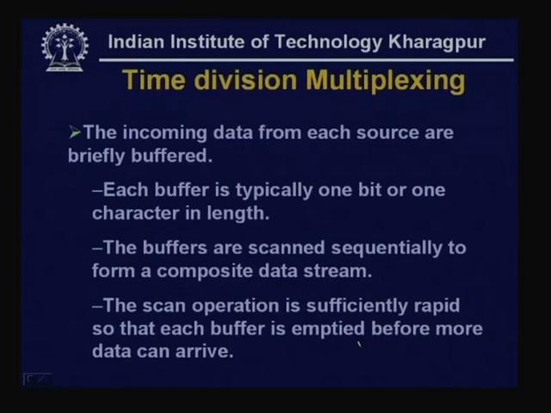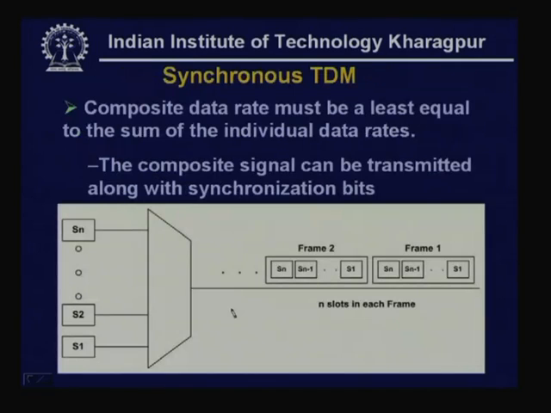Now, let us focus on time division multiplexing. As you know, the incoming data from each source are briefly buffered. We have already discussed time division multiplexing at length, and we have seen that each buffer is typically either 1 bit or a character in length. The buffers are scanned sequentially to form a composite data stream, and the scan operation is sufficiently rapid. So, scanning is done very fast, so that each buffer is emptied before more data can arrive. This basic approach we have already discussed, and here it is shown how it is being done.